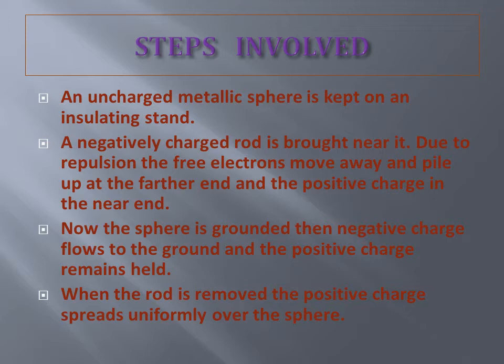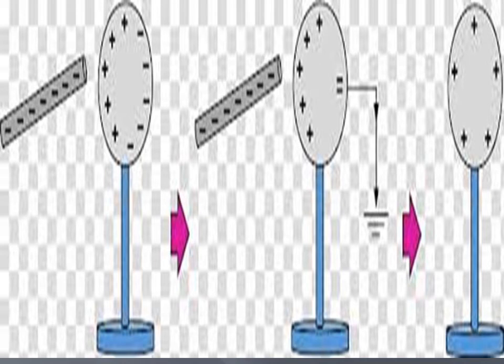Due to repulsion, the free electrons move away and pile up at the farther end and the positive charge in the nearer end. Now the sphere is grounded, then negative charge flows to the ground and the positive charge remains held. Now when the rod is removed, the positive charge spreads uniformly over the sphere, and this is how we produce positively charged particles. The diagrammatic representation of electrostatic induction is given.